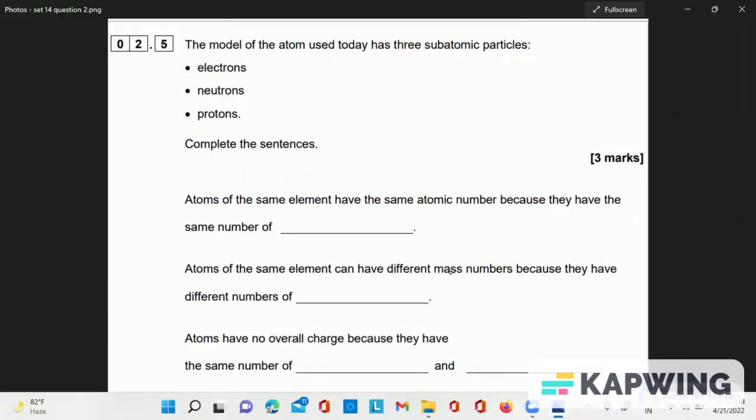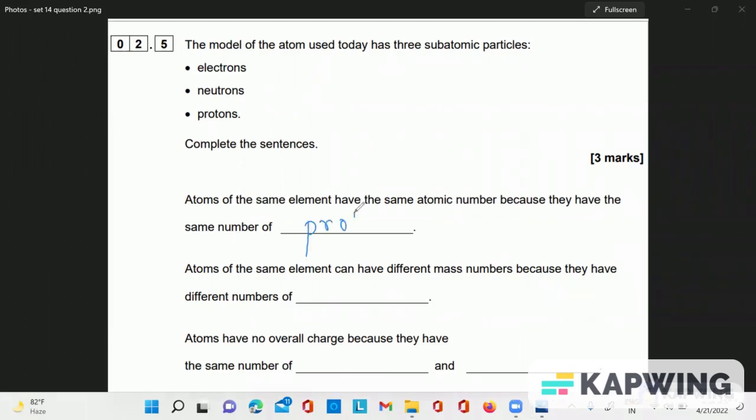It's question number 2.5, and the model of the atom used today has 3 subatomic particles: electron, neutron, and proton. So we have to complete the sentences. Atoms of the same element have the same atomic number because they have the same number of protons. Next, atoms of the same element can have different mass numbers because they have different numbers of neutrons.